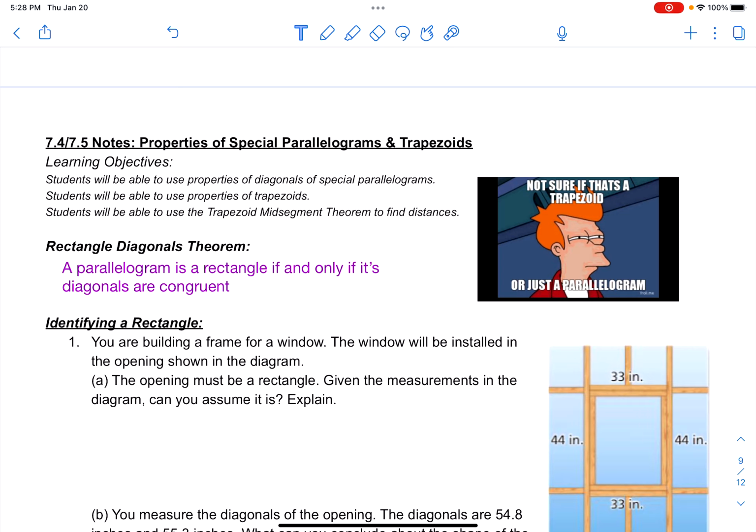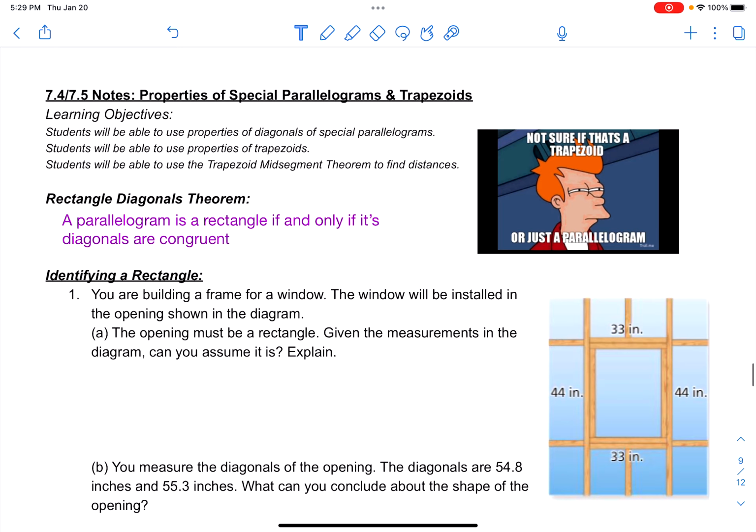So first thing to kind of take note of, in our last class we talked about rhombuses, rectangles, and squares. And so to start off, we have another theorem about rectangles, and it is the rectangle diagonals theorem. This states that a parallelogram is a rectangle if and only if its diagonals are congruent.